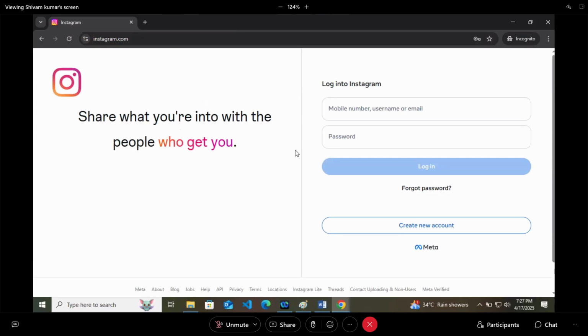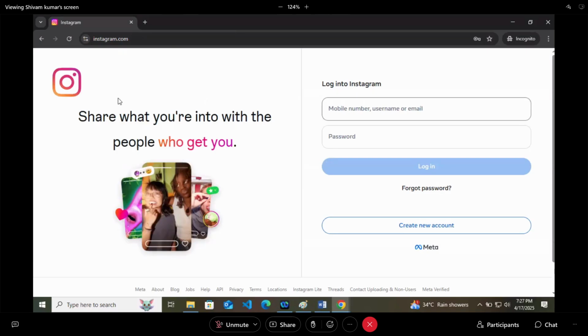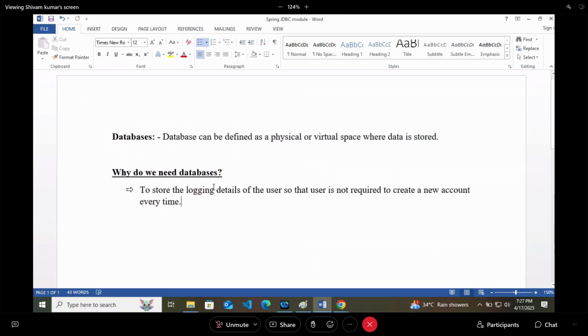You went to the website of Instagram. This is just zoomed here. You can enter your mobile number or these kinds of details along with your password. Tomorrow when you come again, you would have to enter everything again. In that way, it is going to be quite hectic. So the first thing is that it can store the login details of the user.